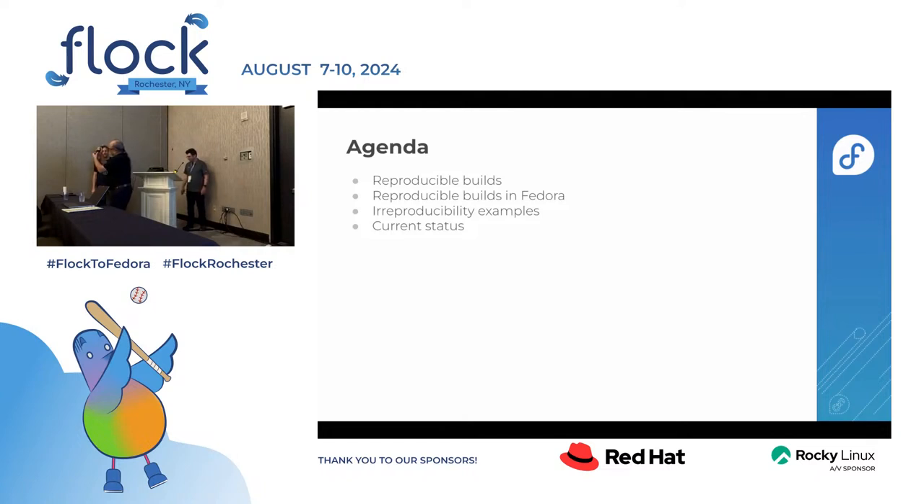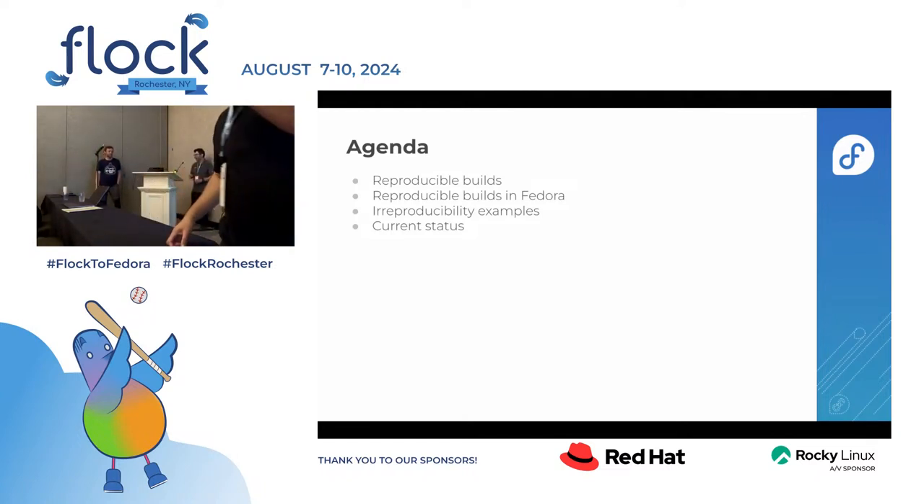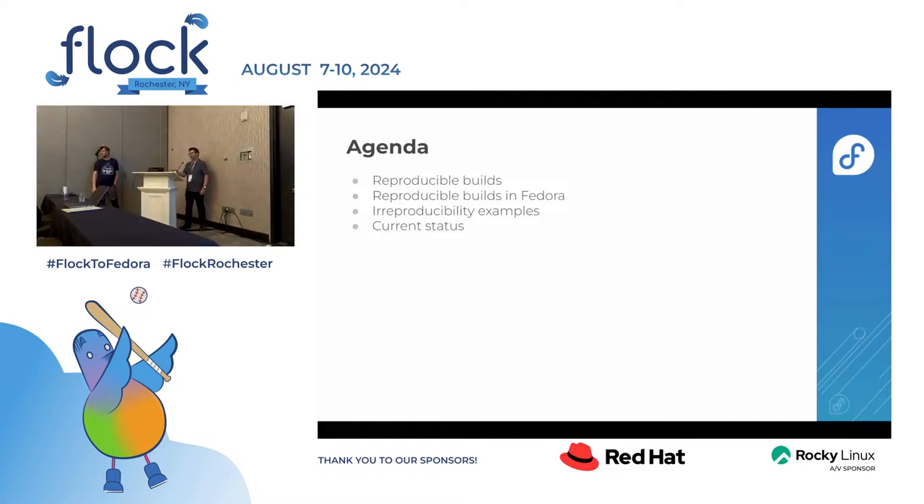So here's the agenda, which I just noticed we forgot to update, but it's still roughly correct. We'll be talking about Reproducible Builds in general, then about what we're doing specifically in Fedora. We will have a lot of examples, because people love examples and horror stories. And we will close with where we are and what's going to happen next.